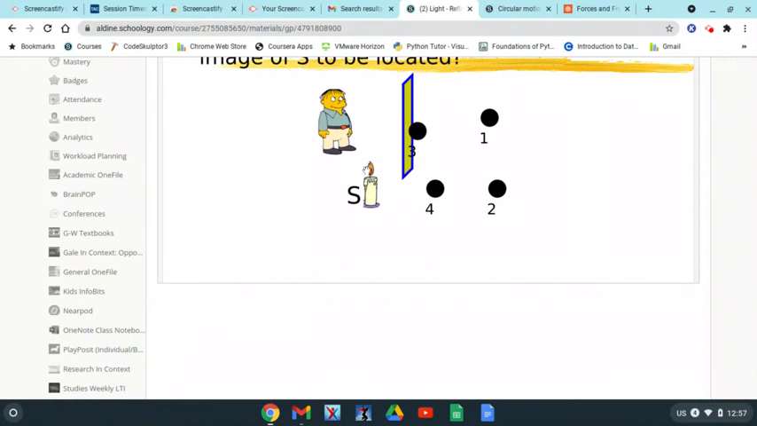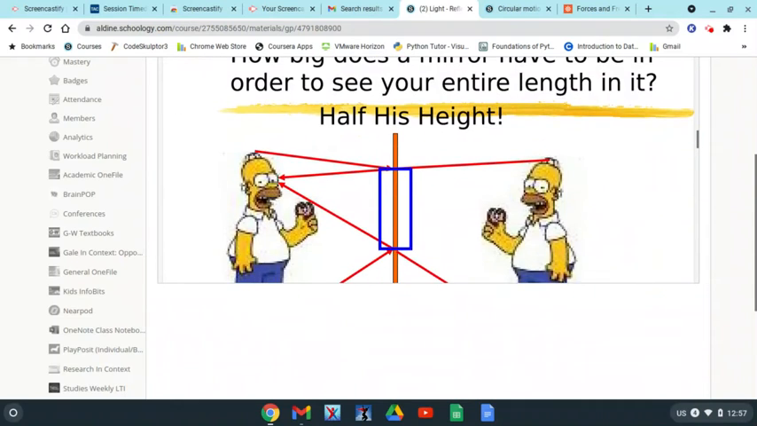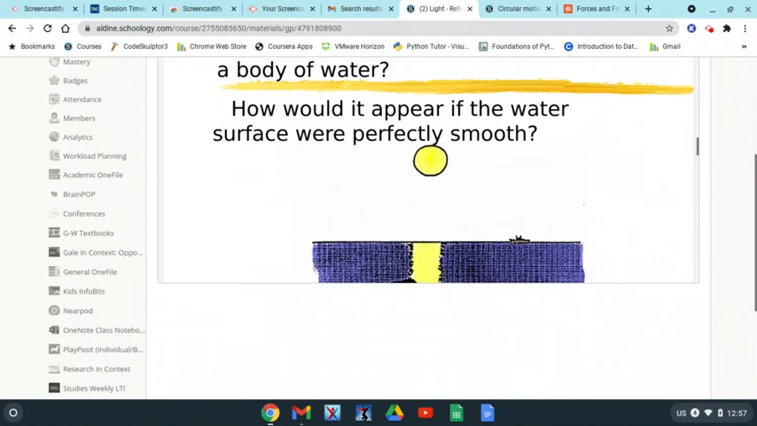So, here, the light from here would reflect here and go back there. You would make a straight line. It would look like it was coming from here. Okay, and so that's stuff on water.